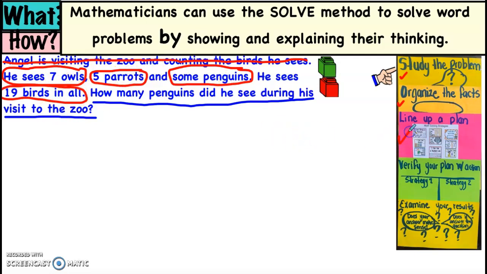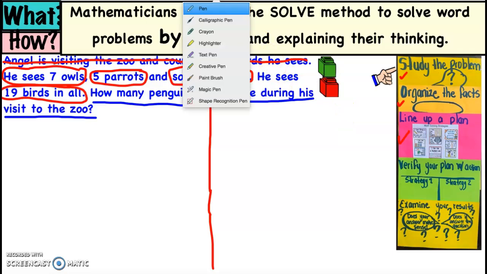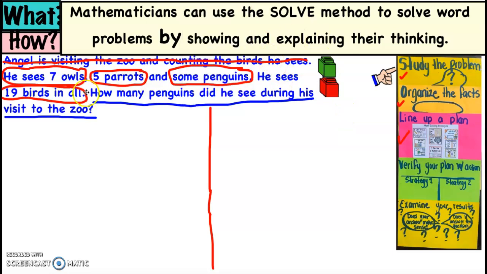Now I need to line up a plan. What strategies are we going to use to solve the problem? As always, I like to use my manipulatives. So I'm going to use my manipulatives for one, and I'm going to do a number sentence for the next one. So let's see. It says that he sees 7 owls, 5 parrots, and some penguins. He sees 19 birds in all. So I'm gonna work a little backwards because I already know the total. So he sees 19 birds in all.